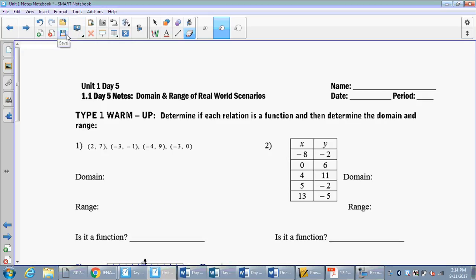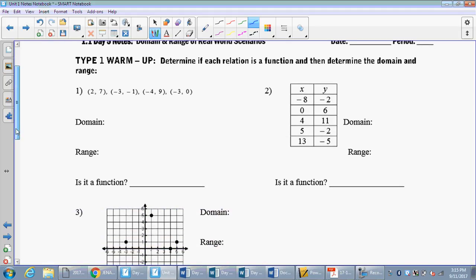Hello everybody. Tonight's flipped notes is where we are really going to start to understand and have a chance to explore the real world connections that domain and range has to situations that we see all around us. To get started though, we're actually going to have a little bit of a warm up here with some skills that we have practiced in the past.